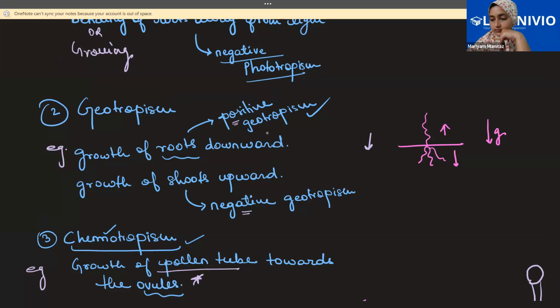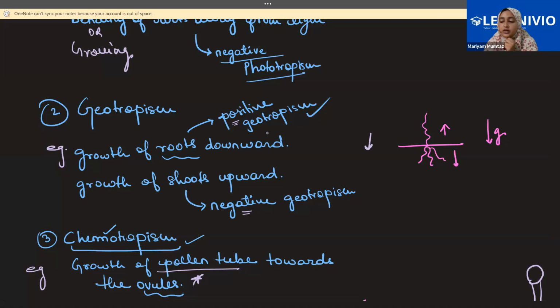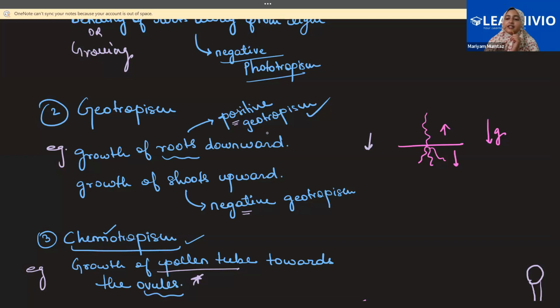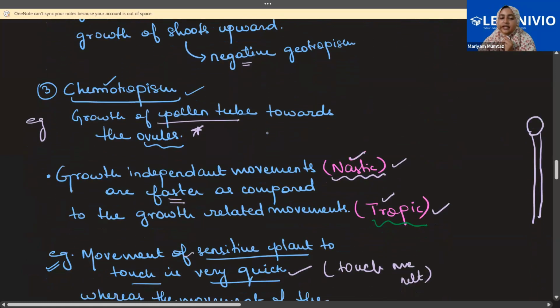These are the growth which depended on the growth. Which one? No, see, in the case of nastic movements, the response was not dependent on the stimulus, wherever the stimulus is provided from, right? And in the case of tropic movements, the response can be positive or it can be negative.